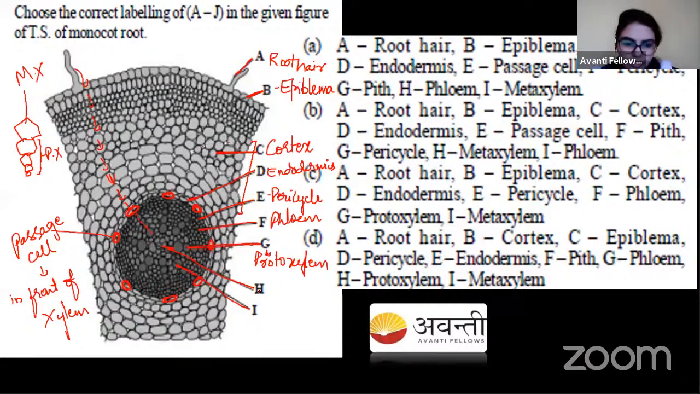Now H is nothing but the pith. H is pith. And I is metaxylem. Let me write here. So I is metaxylem.